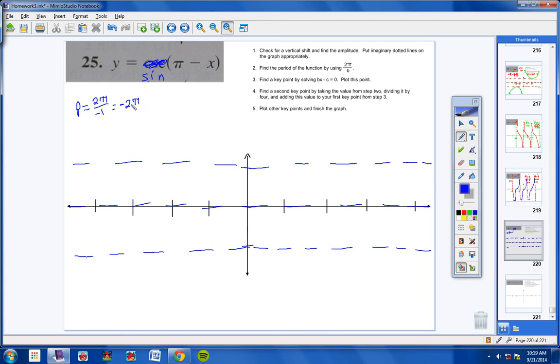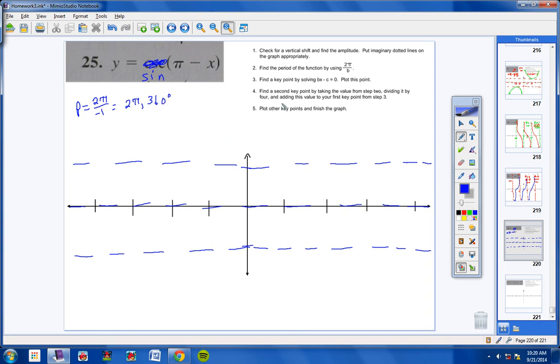All the period is saying is, look, you're going to the right 2 pi and you're going to the left 2 pi. So the negative side is really not that important. You can keep it if you want to, but it's not necessary. So your period here is 2 pi or 360 degrees.